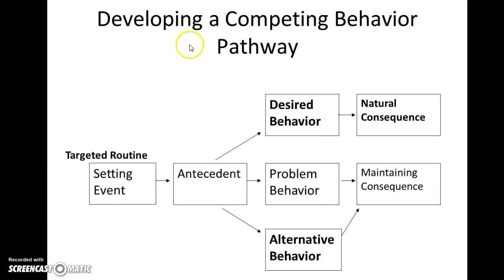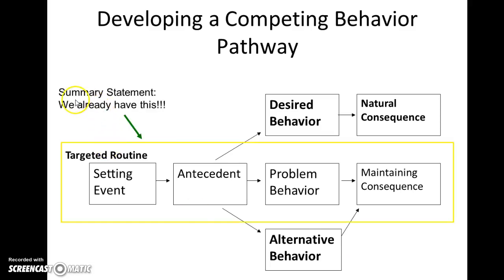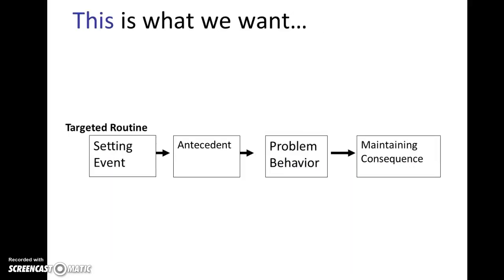So if you're developing a competing behavior pathway, we already have this area in the middle. Let me get set up here. Okay. So that's from the summary statement. We have the setting event, antecedent, behavior, and the consequence. So what do we want?